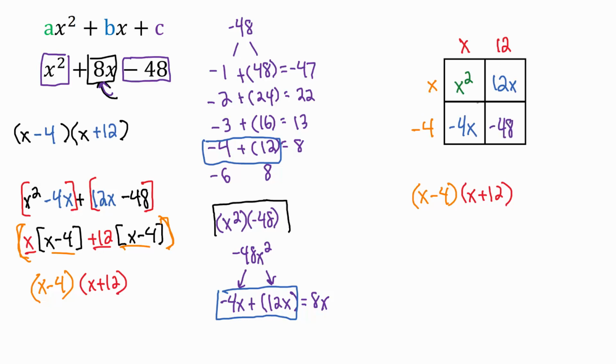From here I combine all my like terms. My x squared stays in front. The 12x and negative 4x are linear terms. They combine to be my 8x. And then I'm left with a minus 48 at the end, which matches my original trinomial.